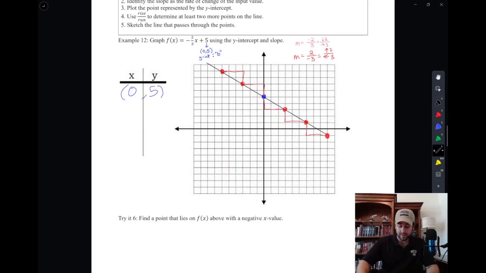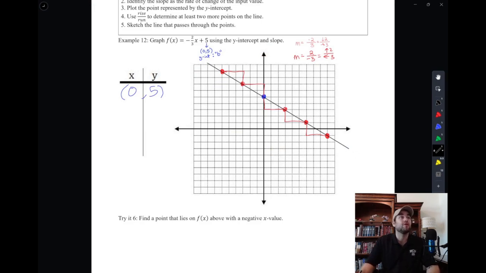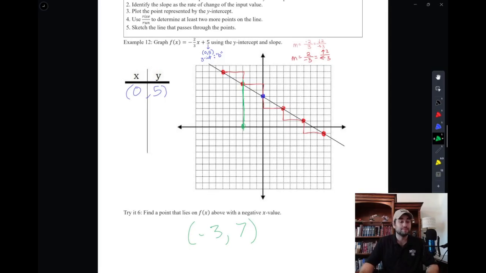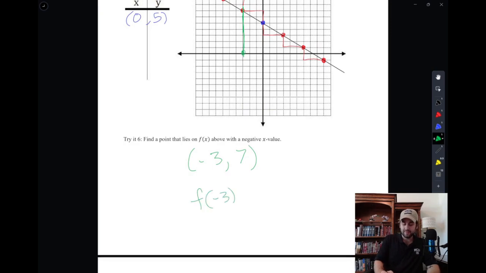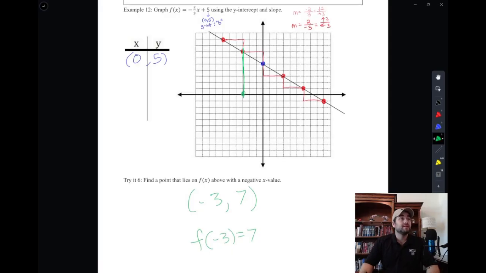And that time we only needed to graph one of the points, that blue point, and the rest of it came from the slope using rise over run. And here Try It 6 says, can you identify some point that has a negative x value? If we look right here, that point is (-3, 7). So if we plug and chug -3, we should get the number 7, which means f of -3 equals 7. You could check that with that original function by plug and chugging it. And yep, that's what it looks like.